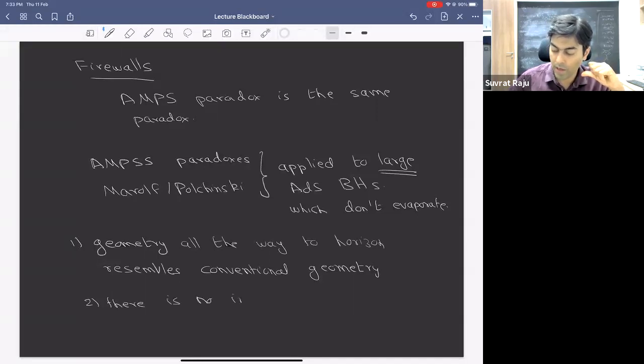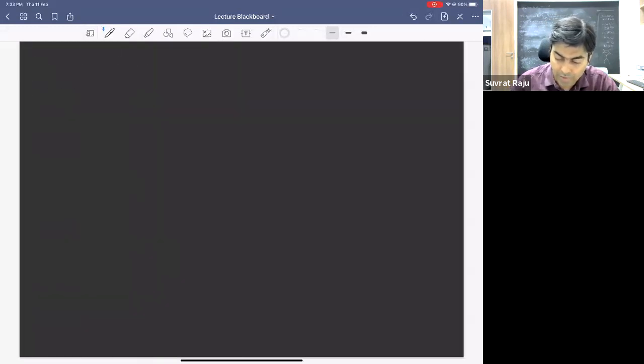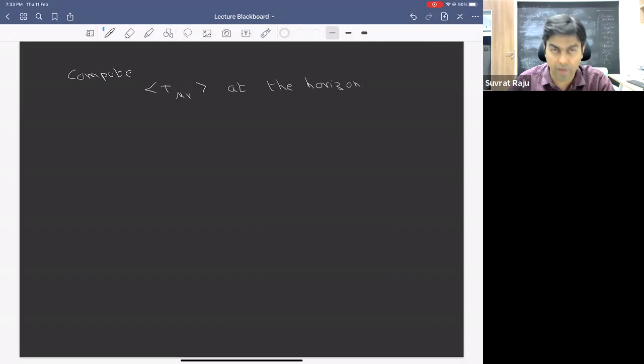Okay. Now, if you accept these two statements, that there is no interior and the geometry all the way to the horizon resembles the conventional geometry, then as we were discussing some time back, you will immediately find that that actually leads to a singularity at the horizon. The reason it leads to a singularity is the following. Let's say we try and compute the expectation value of the stress energy tensor at the horizon, or just near the horizon. Okay? Then remember, how do we compute the expectation value of the stress energy tensor?